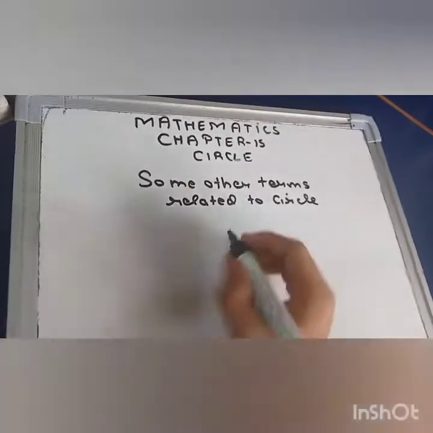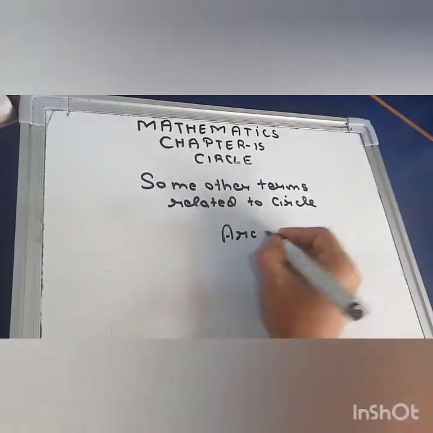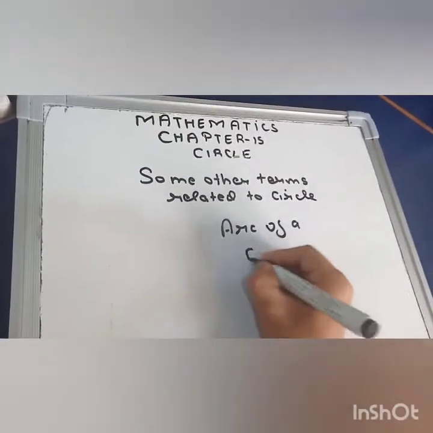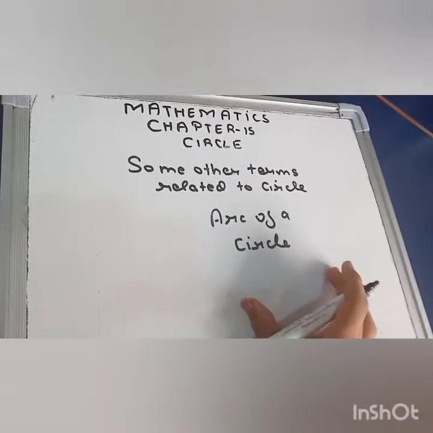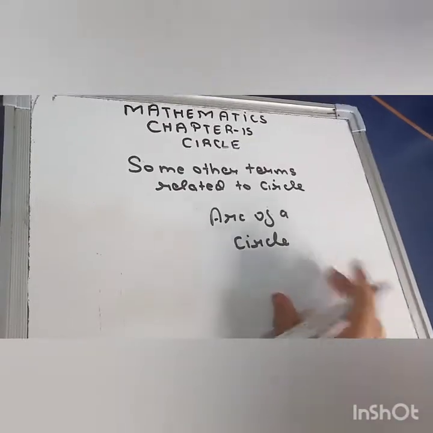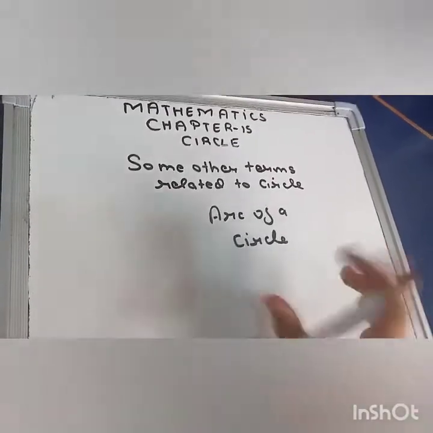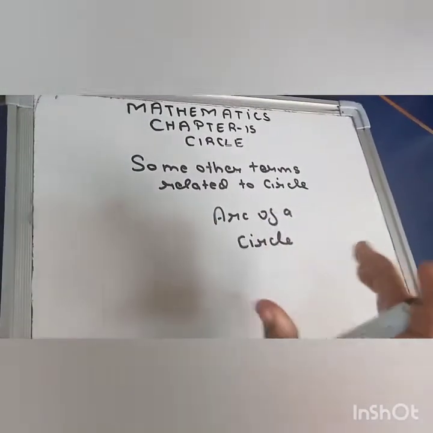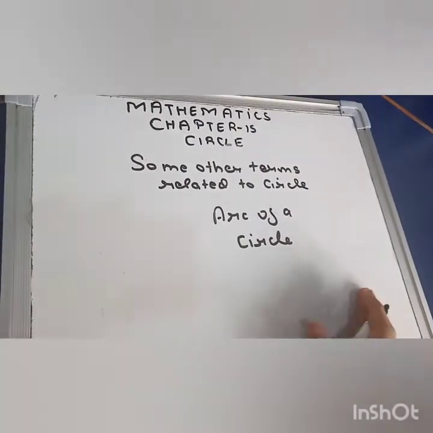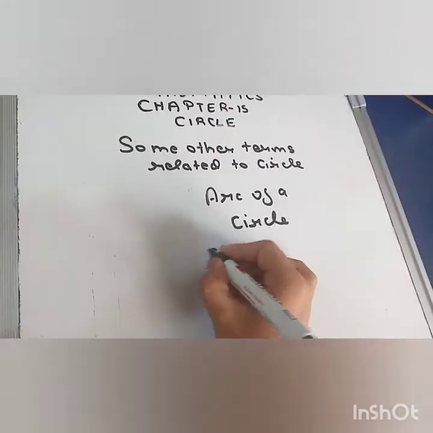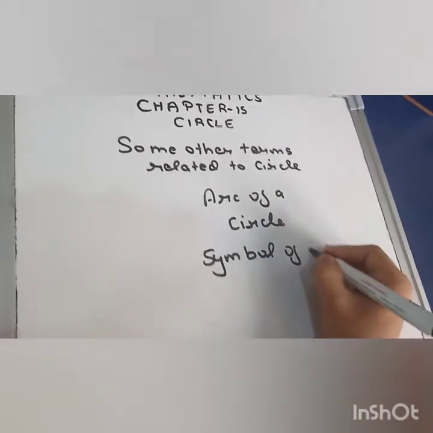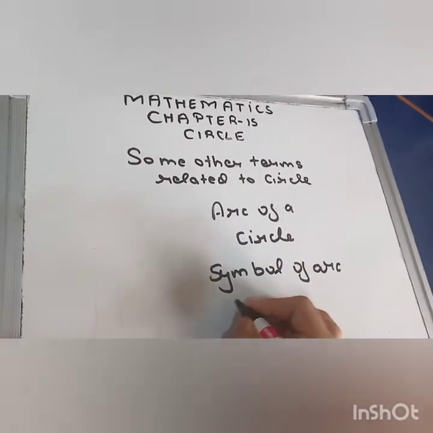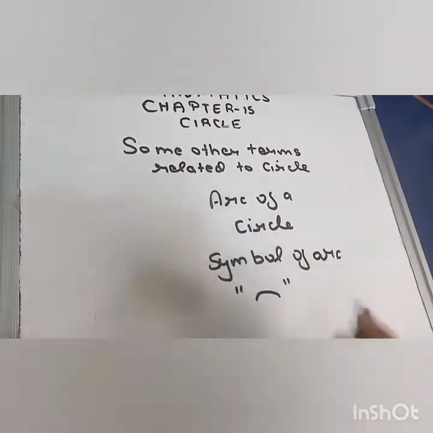Okay, so now let's talk about arc of a circle. So let's take a definition. The continuous part of a circle is called arc of a circle. I repeat, the continuous part of a circle is called an arc of a circle. It has a symbol also. So let's take what is its symbol. Symbol of arc is this.